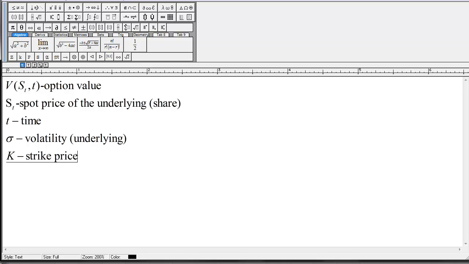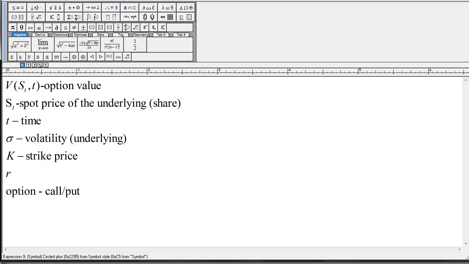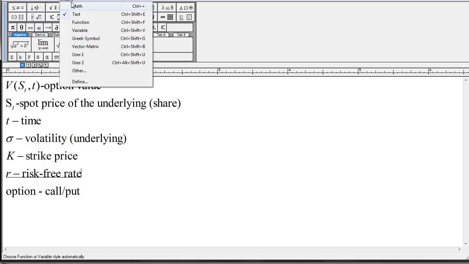That's the price that determines whether you exercise the option or not. And the option can be call or put. I hope you know all the stuff I've written here. I know I'm missing one more thing. Yeah, there is the risk-free rate, R. Okay, so now it's complete.